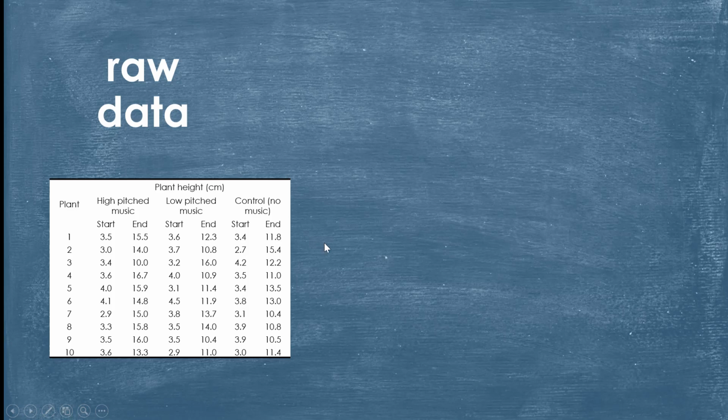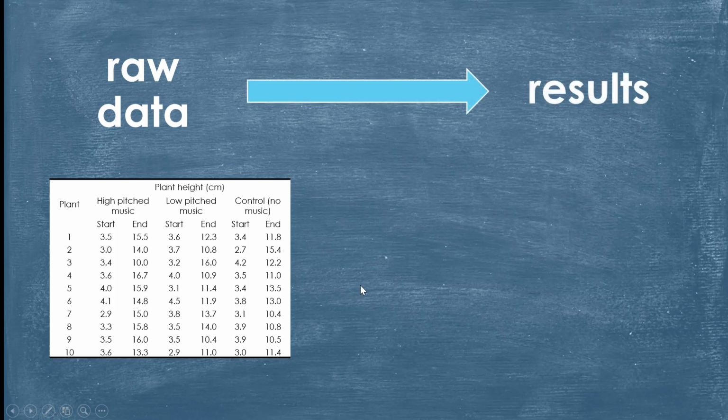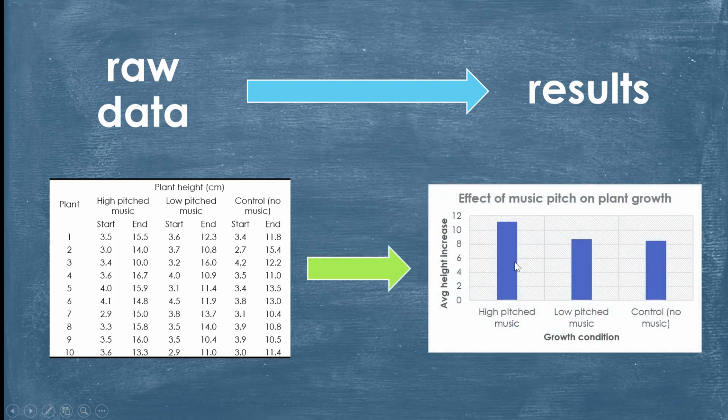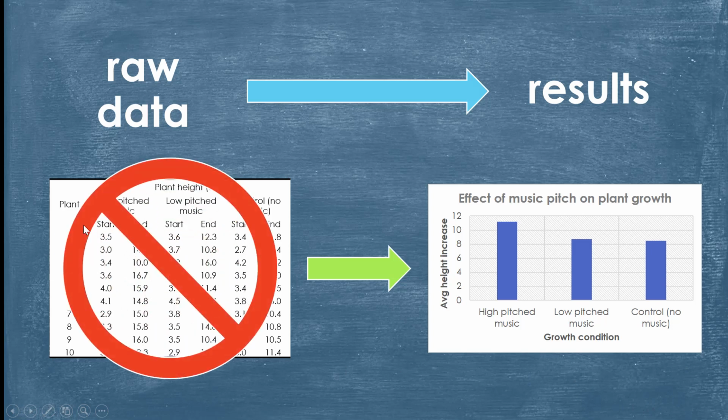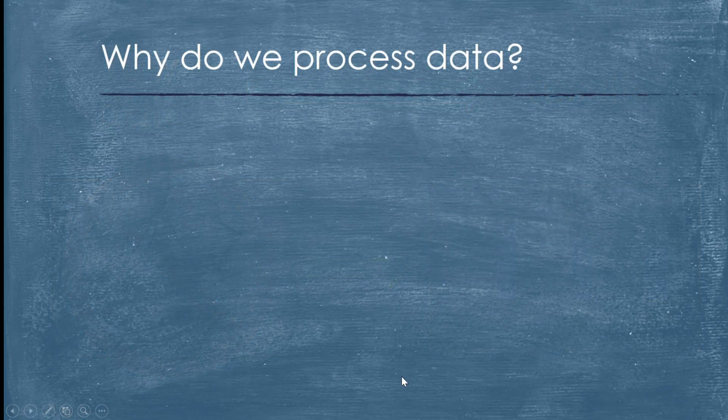You need to do the hard work of converting raw data into results, into refined processed results. So that needs to turn into this. And I mean, look at that. That makes so much more sense. So we're going to talk about how that actually happens. But I need to make this point very clear. You have to process data. Do not put your raw data in your final report. That can go in your journal, but it never makes it into your final report.